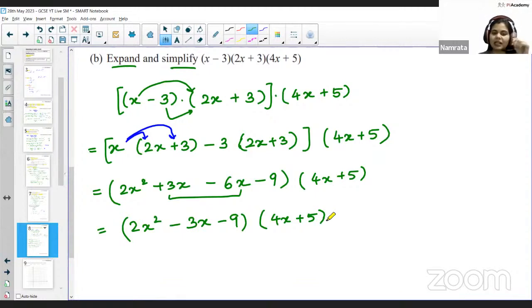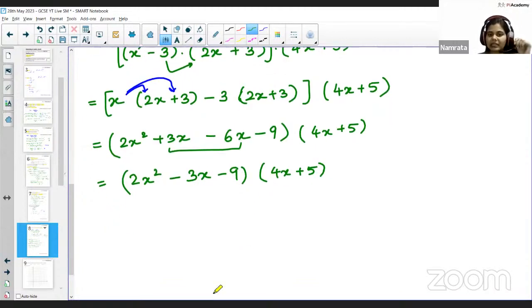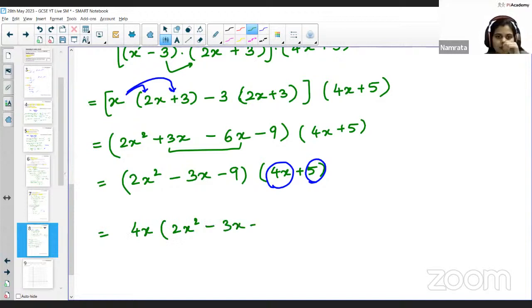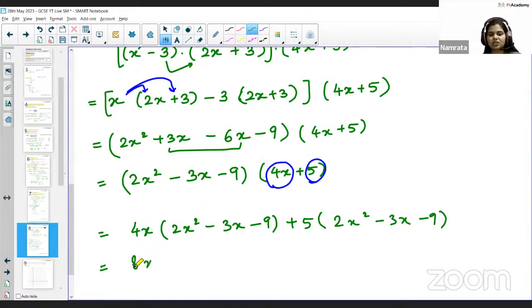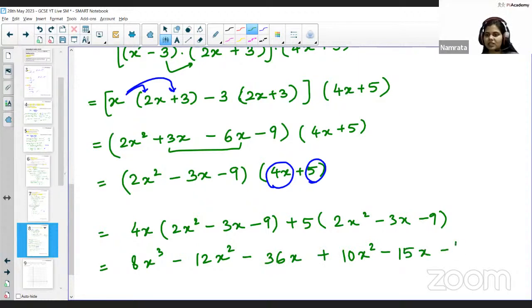Again, what we'll be doing is multiplying term by term. So now we'll have 4x times this much, then 5 times this much. Now 4x times 2x square minus 3x minus 9 plus 5 times 2x square minus 3x minus 9. If you start expanding, this is 8x cube minus 12x square minus 36x plus 10x square minus 15x minus 45.